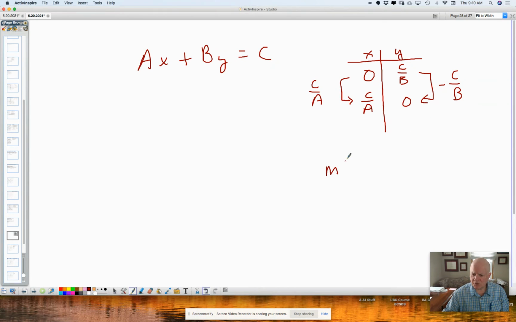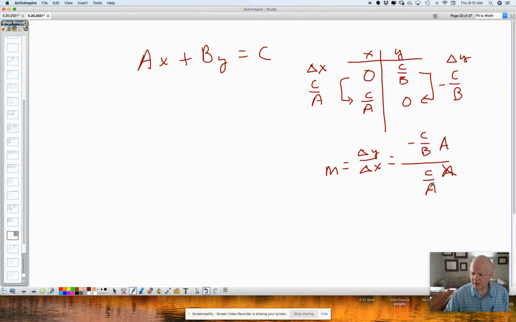So my slope, which is the change in y over the change in x, and this is my change in y, this is my change in x, is equal to negative c over b divided by c over a. And if I multiplied both the top and the bottom by a, these a's would cancel. And c divided by c is 1, so I end up with negative a over b is equal to my slope.